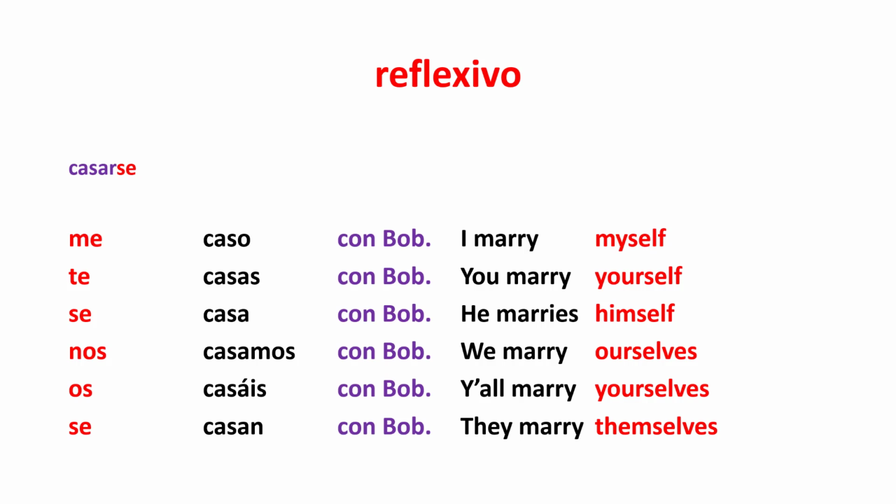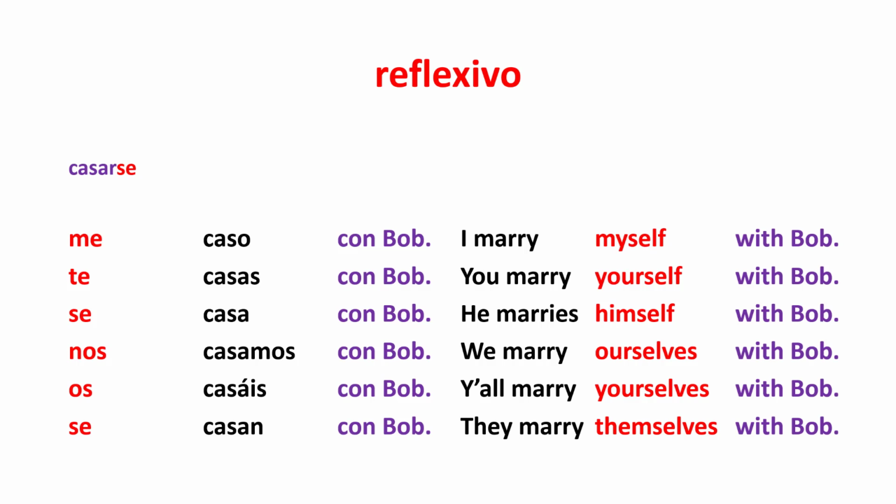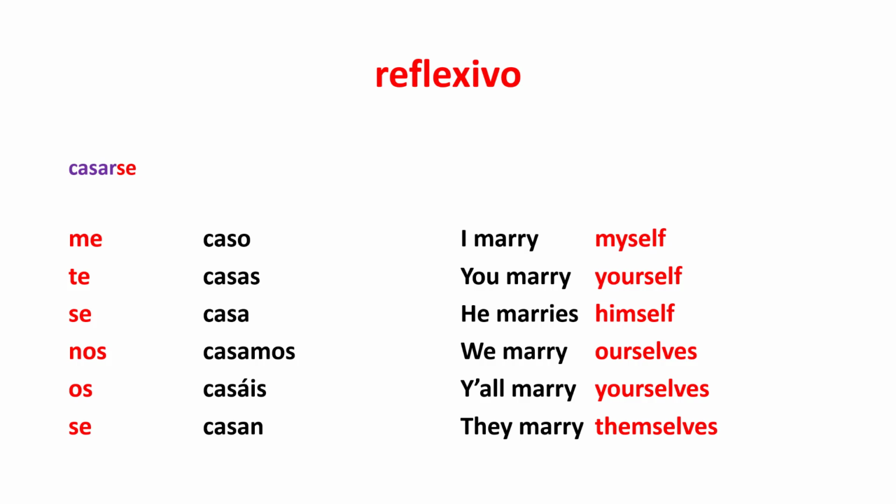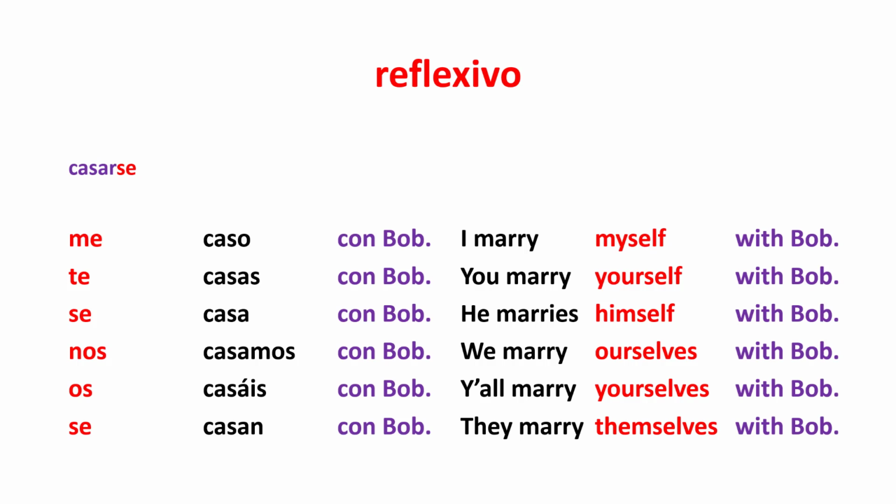If you want to put this in a full sentence, I marry Bob, in Spanish it won't be I marry Bob. It's I marry myself with Bob. You marry yourself with Bob. It's not you marry Bob, it's te casas con Bob. And in English, that's how it would sound. I marry myself with Bob. You marry yourself with Bob. He marries himself with Bob. In English, we would just simply say, I marry Bob. But you can't say that in Spanish. You can't say, I marry Bob. Caso Bob. That's not how you say it in Spanish. You say, me caso, or I marry myself with Bob.